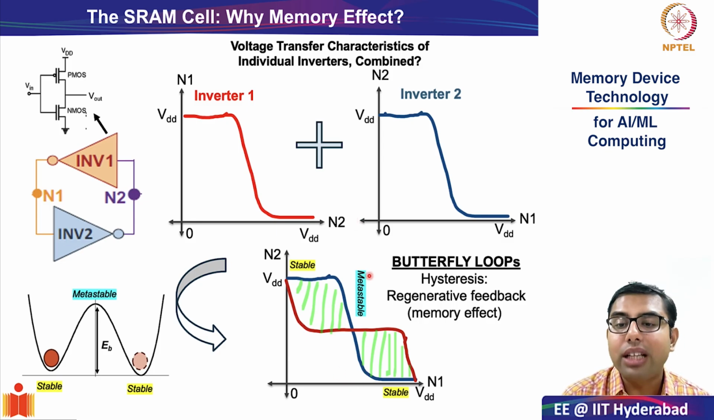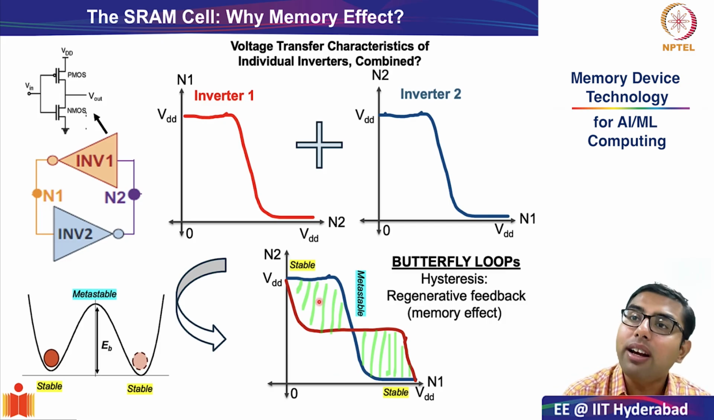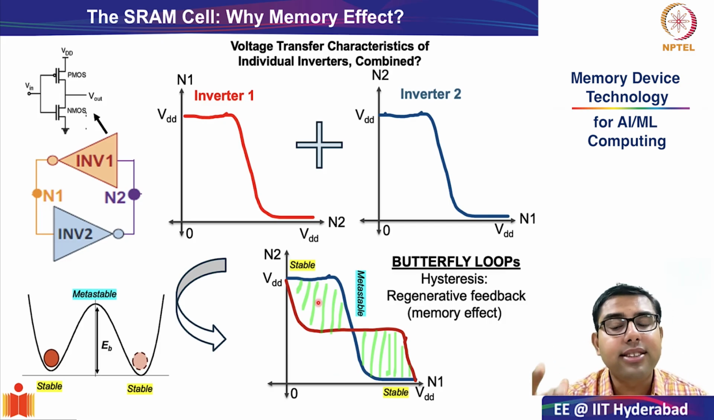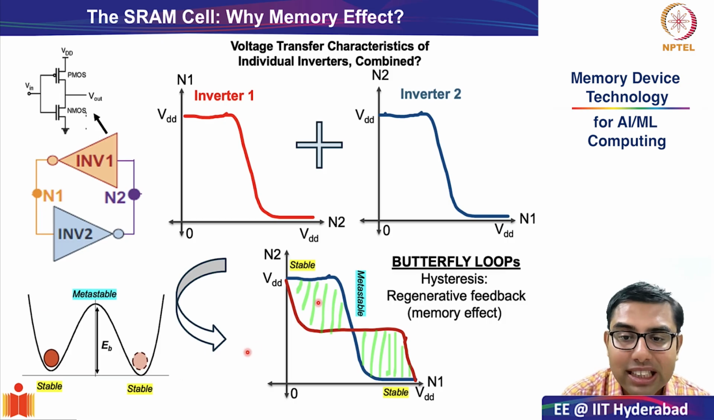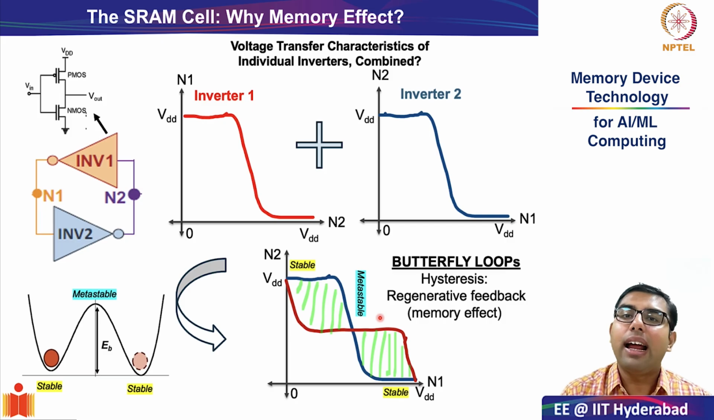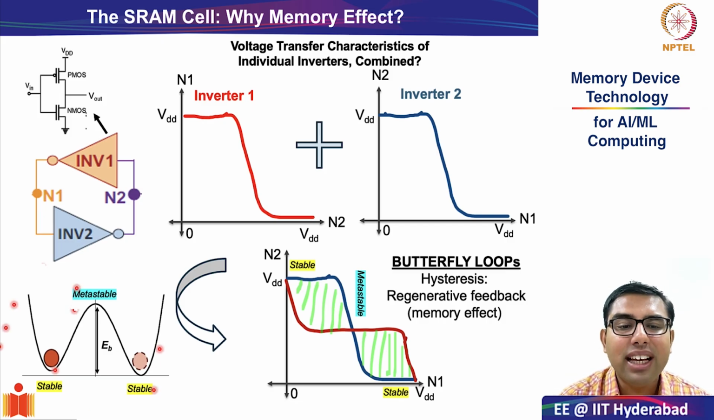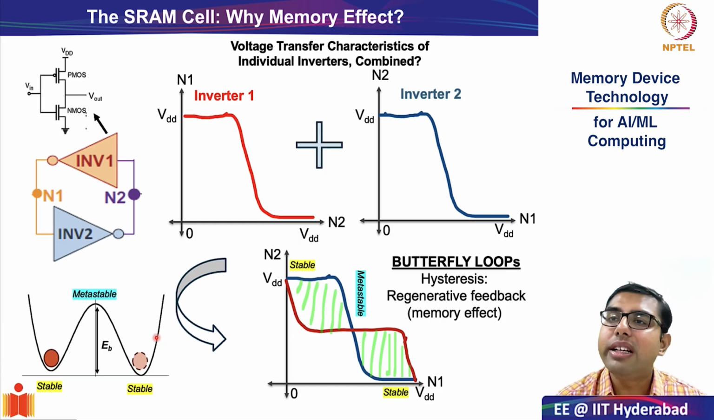In this particular transition region of the metastable state, if the voltage V of N1 reaches near the metastable state, a small push in either direction can change the value from stable state 1 to stable state 2 or stable state 0 to stable state 1. So as you can see, the butterfly hysteresis curve of a cross-coupled inverter, which is the heart of the SRAM cell, can be very physically or intuitively understood from this kind of example.